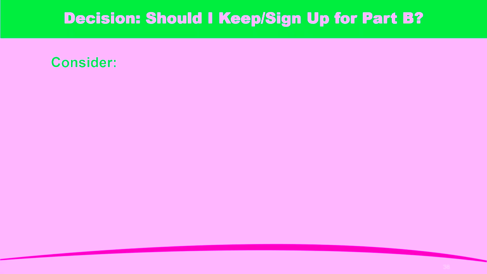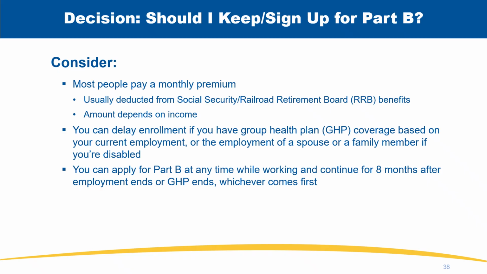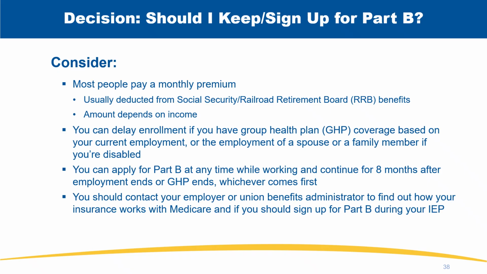Should I keep and or sign up for Part B? Consider most people pay a monthly premium. It is usually deducted from your Social Security or Railroad Retirement Board benefits. The amount depends on income. You can delay enrollment if you have group health plan coverage based on your current employment, or the employment of a spouse or a family member if you're disabled.